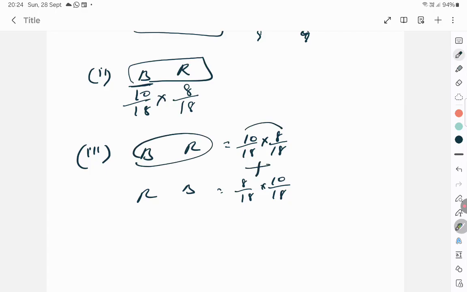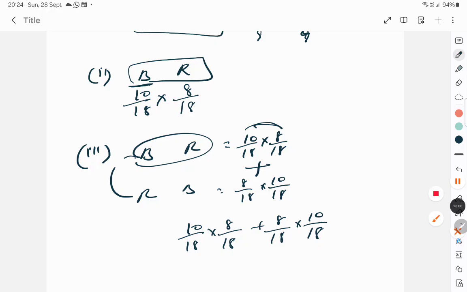In one simultaneous event you multiply, but one below the other you always add. It's 10 by 18 into 8 by 18 plus 8 by 18 into 10 by 18. Solve this and write your answer.